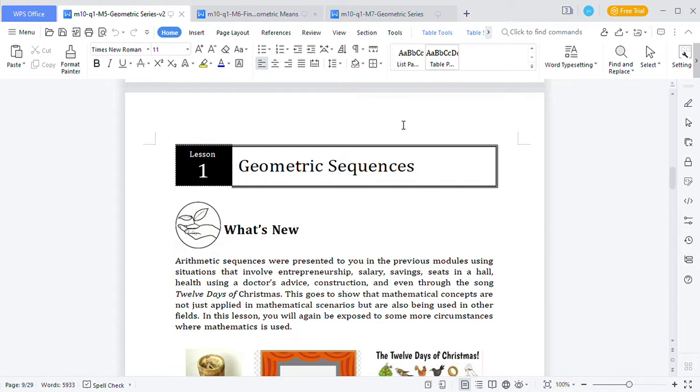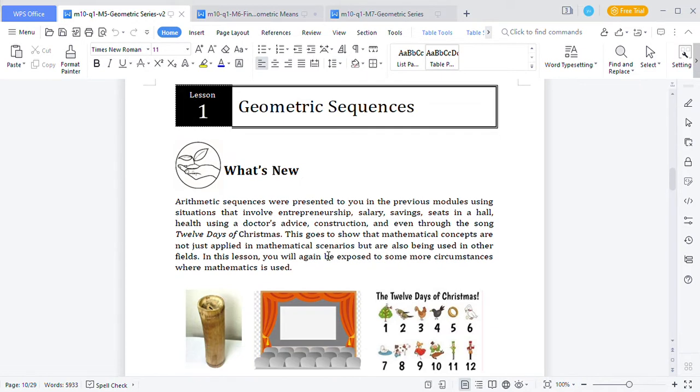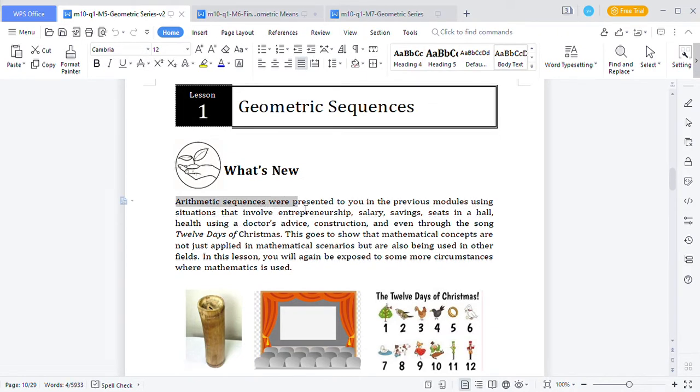So, what we will do is separate the arithmetic sequence and the geometric sequence. And of course, in here, we are talking about the geometric sequence. So, again, arithmetic sequences were presented to you in the previous modules using situations that involve entrepreneurship, salary, savings, seats in a hall, and help using a doctor's advice.